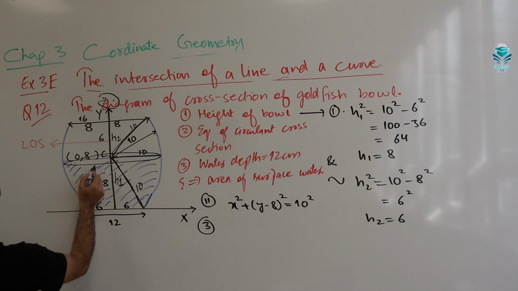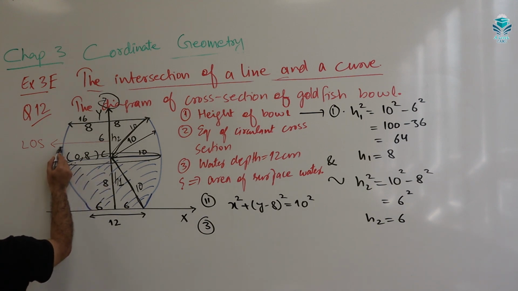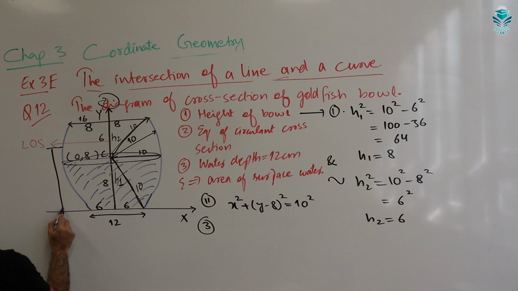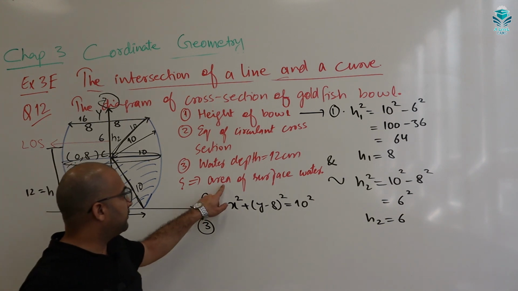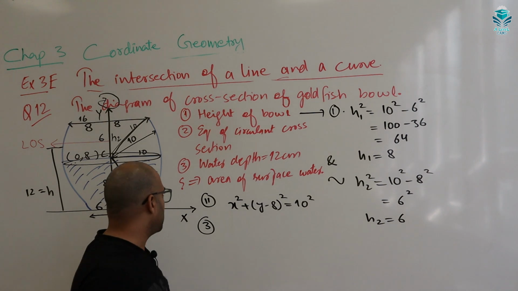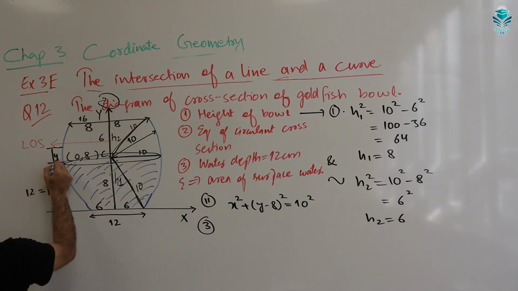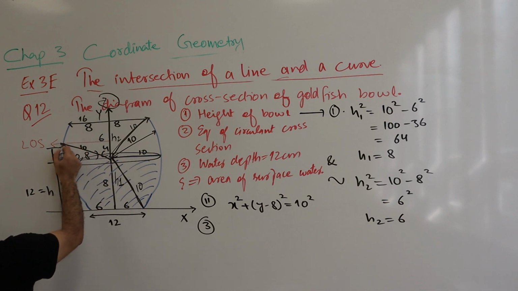So students, for the third part the water depth is 12. This is 8, which means 12 is up to here. So this is the water depth. It is equal to 12 centimeters. We have to find the area of the water surface. This height is 8, this is 4 and this is 10. It is 4. So we have to find this.